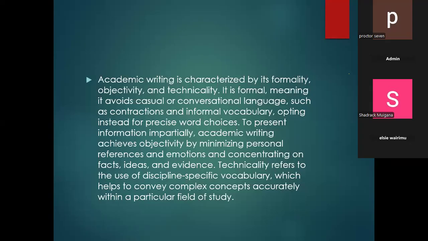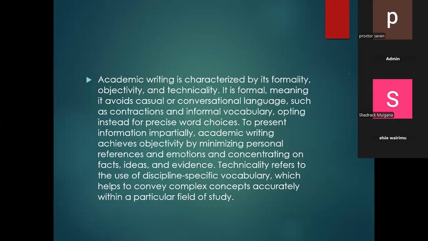So we are saying it's a technical type of writing. And we have said it's formal, so we avoid conversational tones. Conversational tones must be avoided. To present information impartially, academic writing achieves objectivity by minimizing personal references and emotions and concentrating on facts, ideas, and evidence. That is what we want. We want facts, we want ideas, we want evidence. We don't want your emotions. We don't want attitudes. So some words you are not supposed to use.